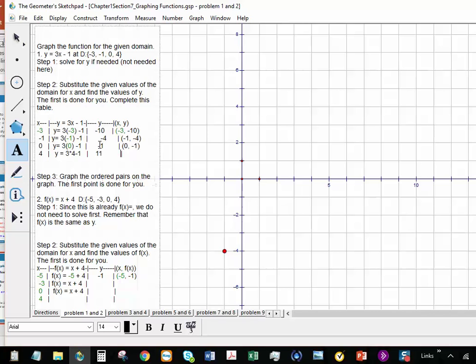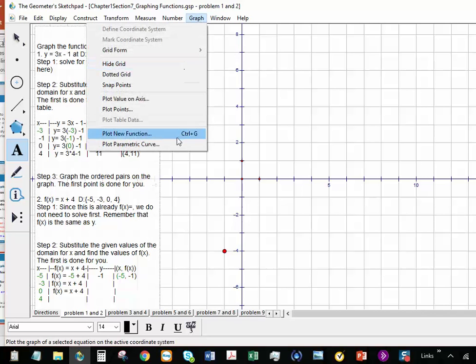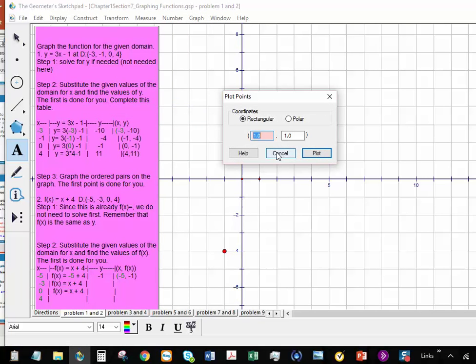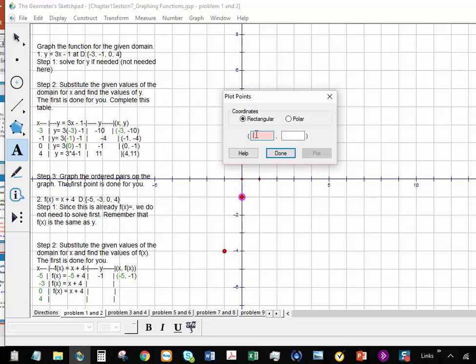Unfortunately, in Sketchpad, there's not a good table. Well, there is table tools, but not exactly the way we want it to work. So 4, 11. So now I need to graph those last 2 points because I had not graphed 0, -1 yet either. 0, -1. I'm just using the numbers on my keyboard to enter these. And then plot, and then 4, 11.